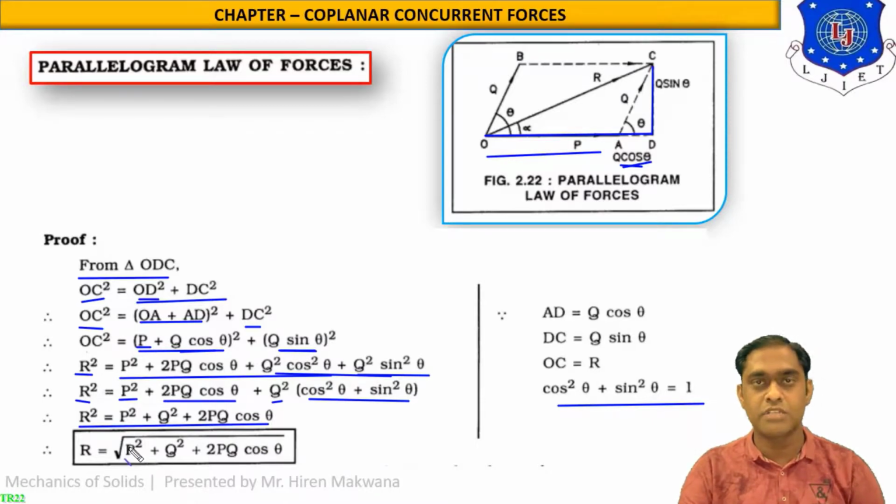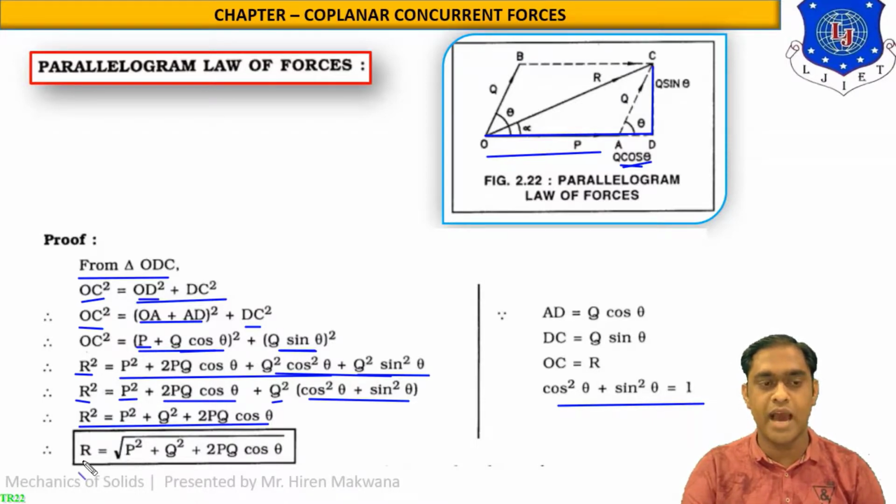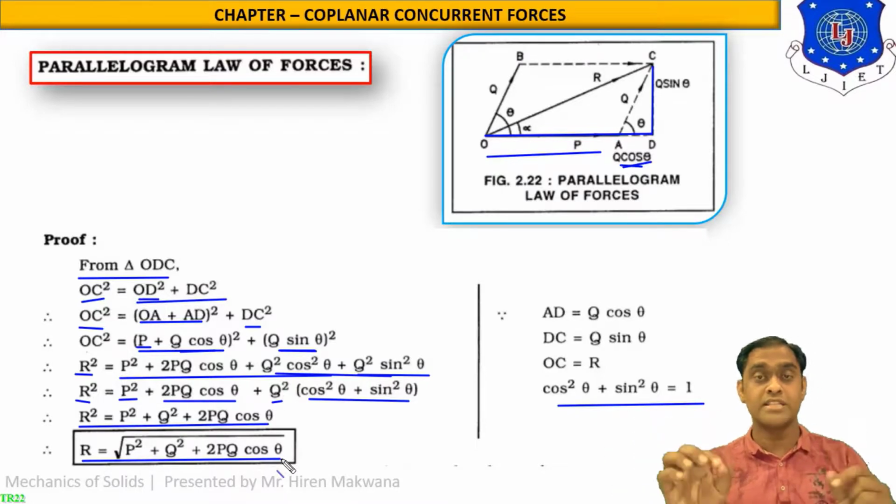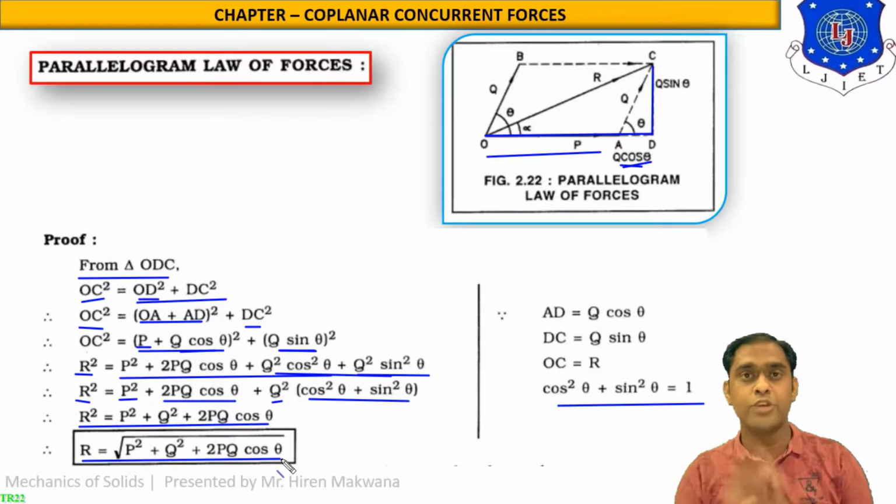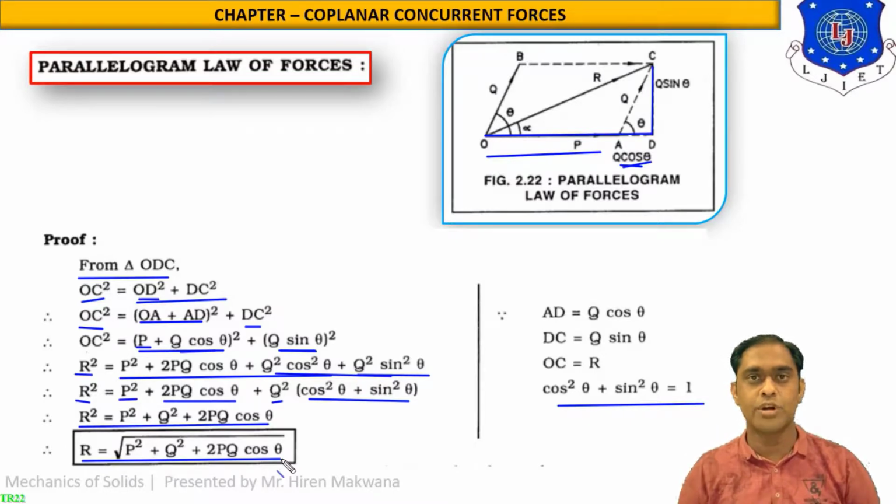If you are taking square root on both the sides, then it will be R equal to under root of P square plus Q square plus 2PQ cos theta. So it is our main formula to find the magnitude of the resultant. So what is the magnitude of the resultant? R is equal to under root of P square plus Q square plus 2PQ cos theta. So this is the magnitude of the resultant.